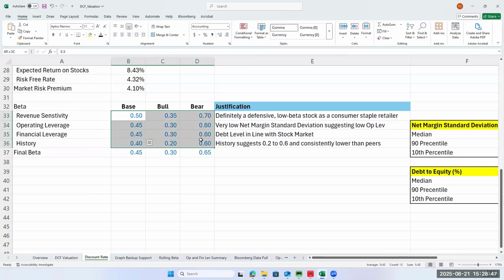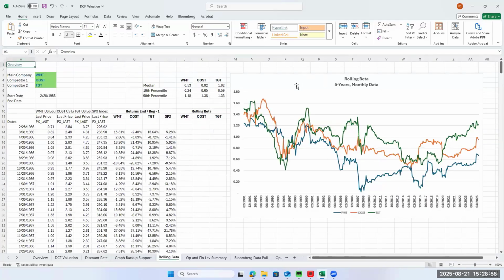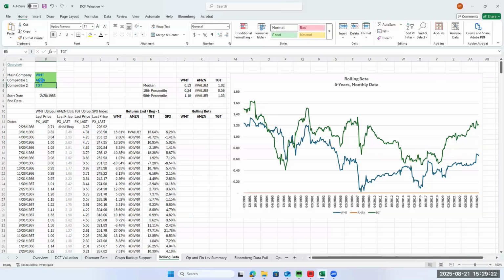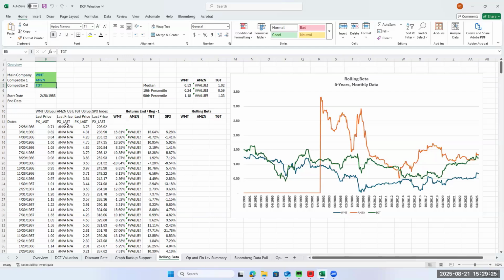You can see I have three scenarios: a base case, a bull case, and a bear case. The last one is history, and for history, you'll notice over here I have a rolling beta. What I do for history is I'll look at their beta over 5-year periods of time, and I like to compare Walmart's two key competitors. Here I'm using Costco and Target. This spreadsheet is set up so that you can change these companies. If I want to bring in Amazon, I would just type in the Amazon ticker. And you notice here, I'd have to change the date and do some adjustments if I do that. But you look at the period here, Amazon is a higher beta.